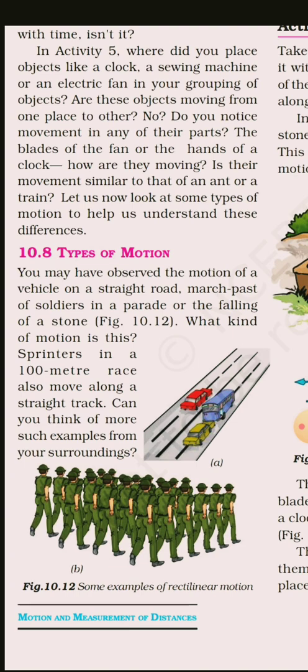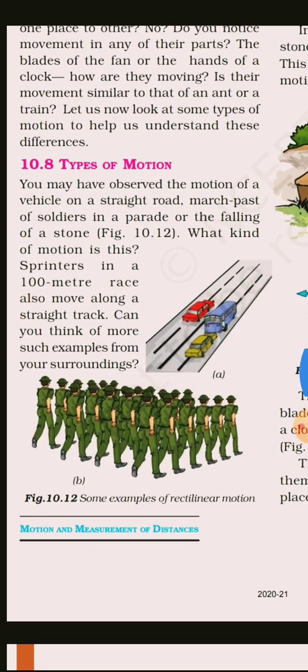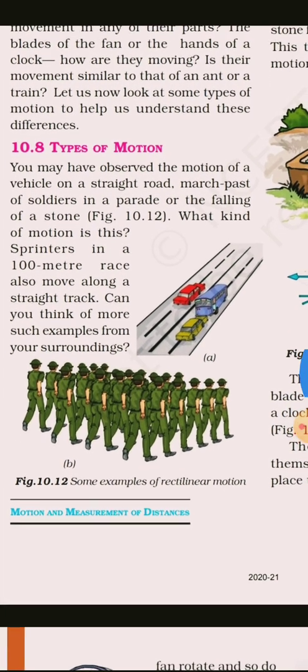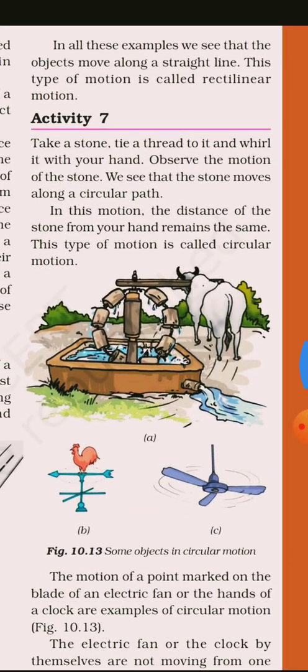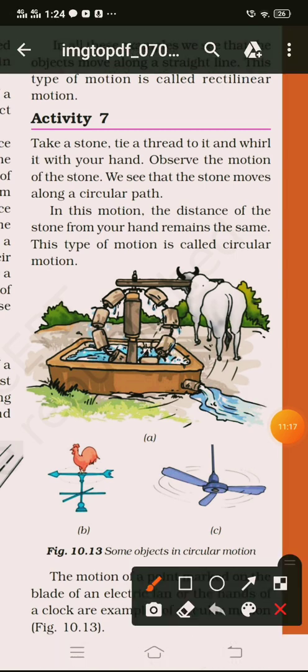Sprinters in a 10-meter race also move along a straight track. Can you think of more such examples in your surroundings? कि आप इसके अलावा भी रेक्टिलिनियर जो मोशन है उसके एग्जाम्पल्स आप अपनी डेली लाइफ के दे सकते हैं. In all these examples, we see that the object moves along a straight line. This type of motion is called rectilinear motion. के इस तरह का मोशन जो एक स्ट्रेट लाइन के अंदर होता है, उसको हम क्या बोलेंगे?